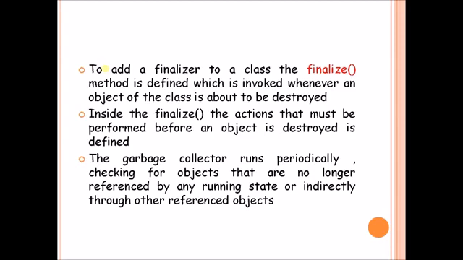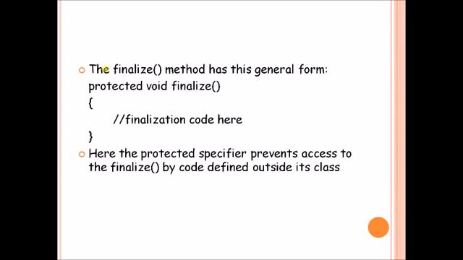The garbage collector runs periodically, checking for objects that are no longer referenced by any running state or indirectly through other referenced objects. So the finalize method has this general form: protected, I'm sorry, that's the specifier, void is the return type, and finalize, and you give the finalization code here. So here you need to perform whatever action that is required before an object is going to be destroyed. So here the protected specifier prevents the access to the finalize method by the code that is defined outside its class.